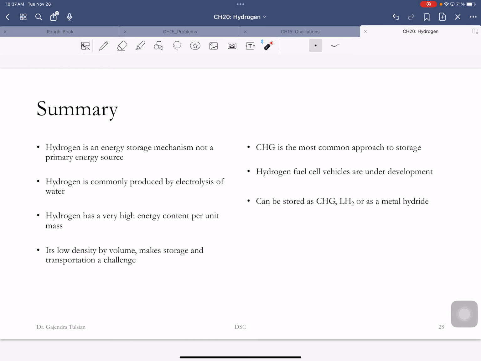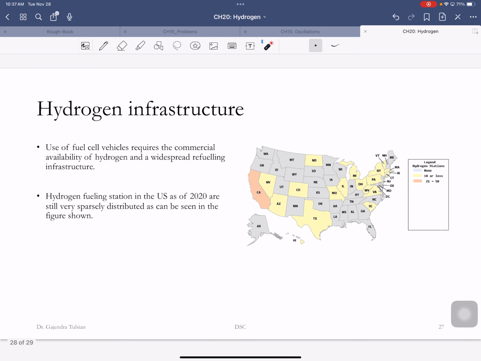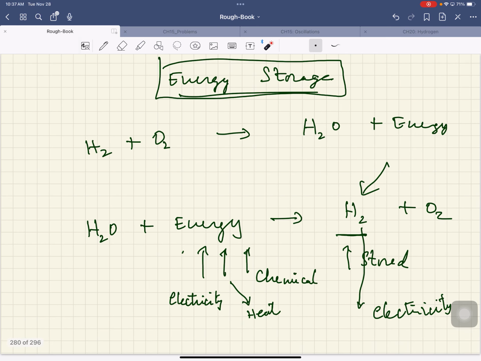All right, guys. So, what did we learn today? How to store hydrogen, how to produce hydrogen, and that it's a great energy storing device. So you take water and energy, and you store that energy in hydrogen.